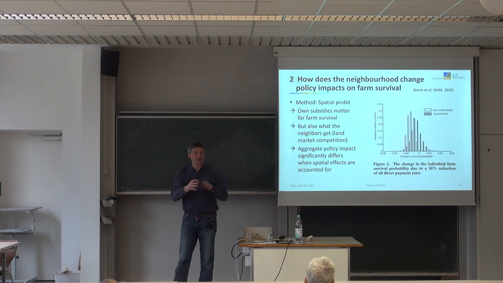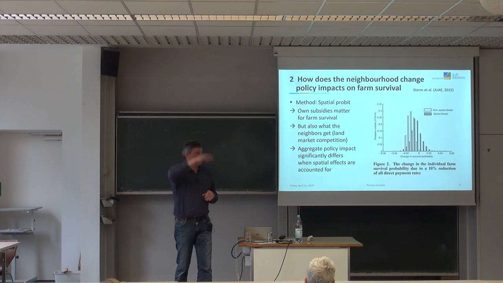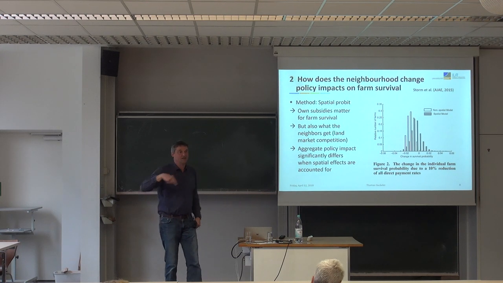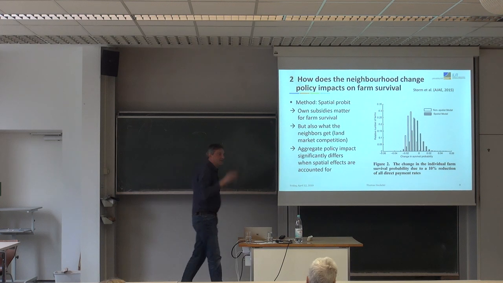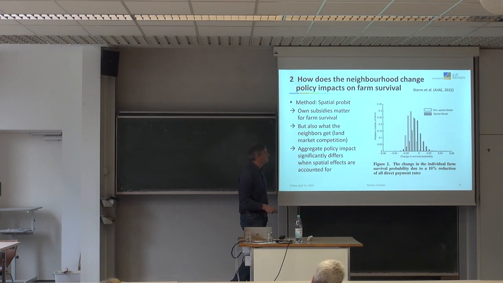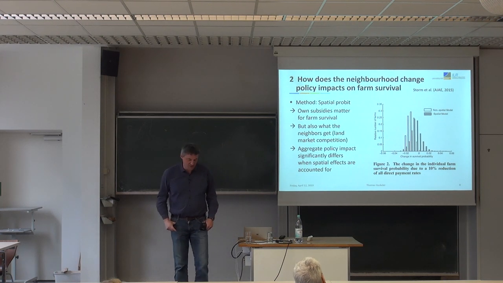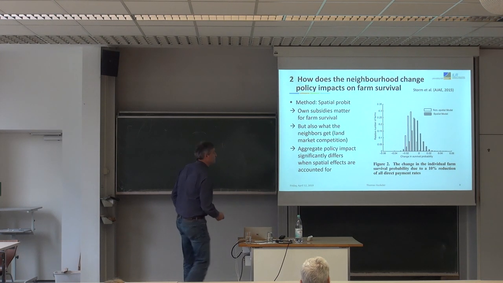Because there's competition. If I want to develop my farm, I need land from the people around me, and depending on what their plans are, the competition for the land increases or decreases. So we can show that it's needed to have these spatial interactions considered when we think about farm structural change.